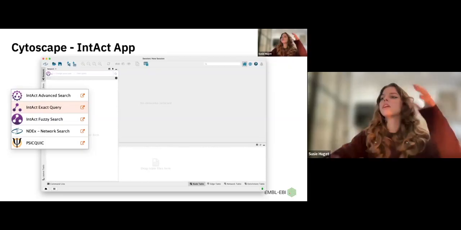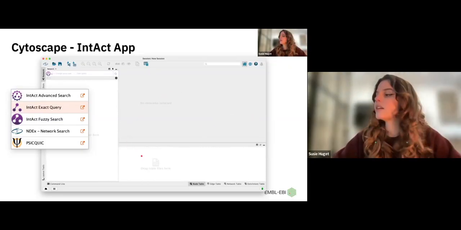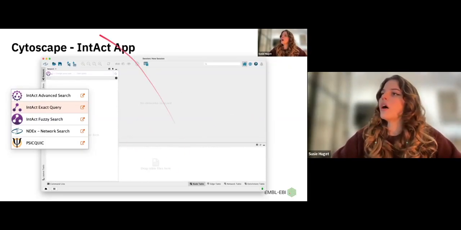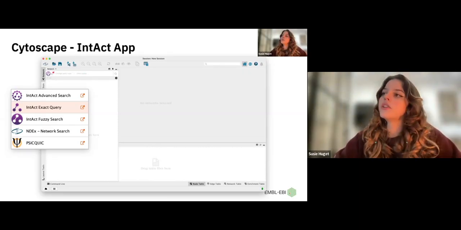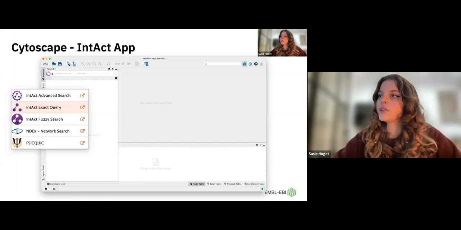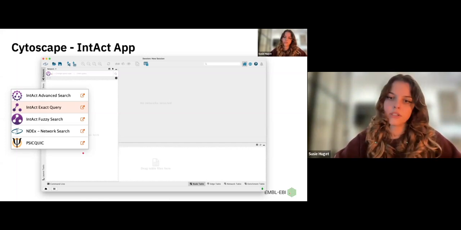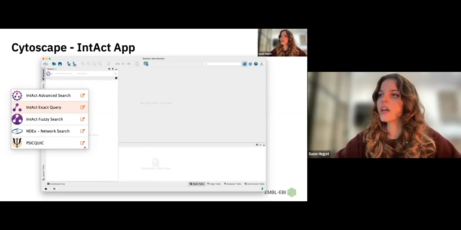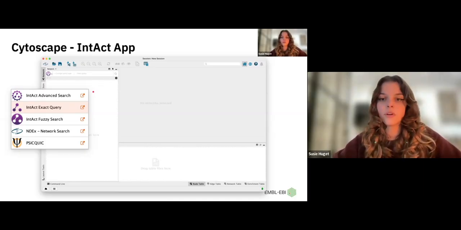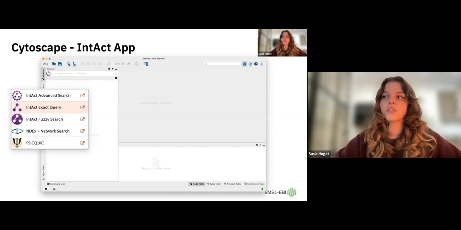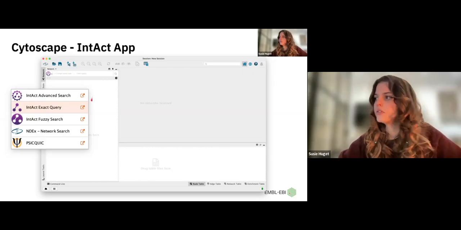So let's start. Here you can see this window is the Cytoscape app. On the left, you have a few panels related to the applications, and here you have the search bar. On the left of the search bar, you have a little button that you can click, which will show you all the search bars from all the applications you have on Cytoscape. For us, what's interesting is IntAct. With the IntAct app, you have three types of search: the advanced search, the exact query, and the fuzzy search.